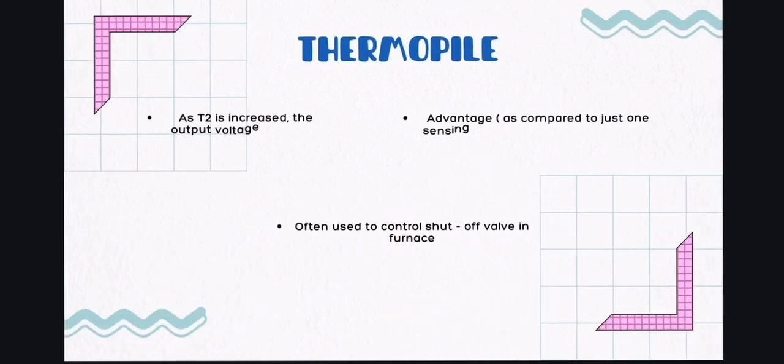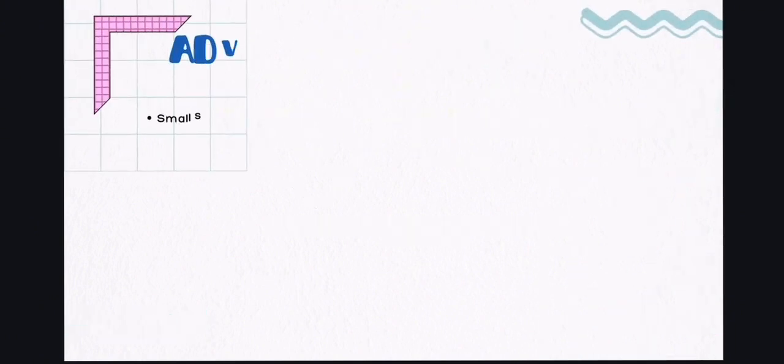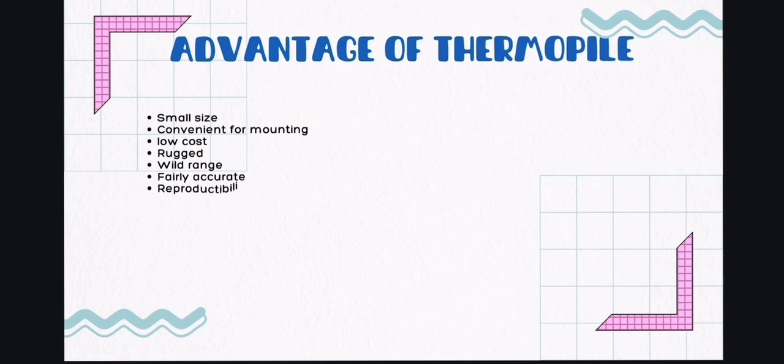Thermopile. Advantage, as compared to just one sensing junction: increased sensitivity. As T2 is increased, the output voltage increases significantly. Often used to control shut-off valves in furnaces. Advantages of thermopile: small size, convenient for mounting, low-cost, rugged, wide range, fairly accurate, reproducibility, good for long-term use, speedy response, no danger of contaminating.